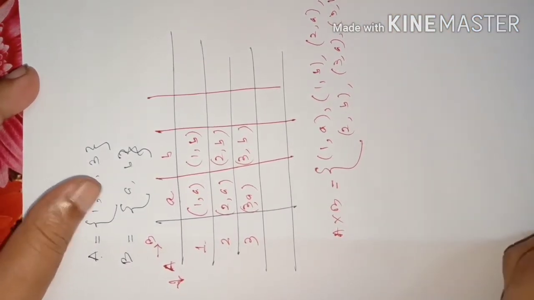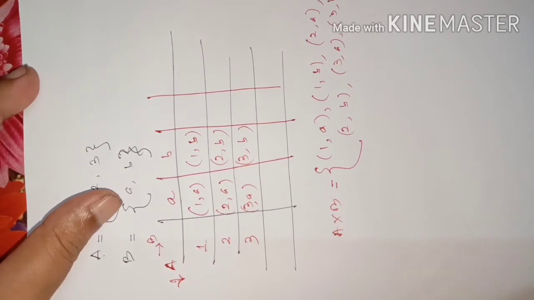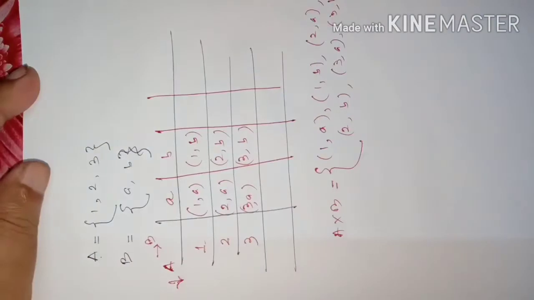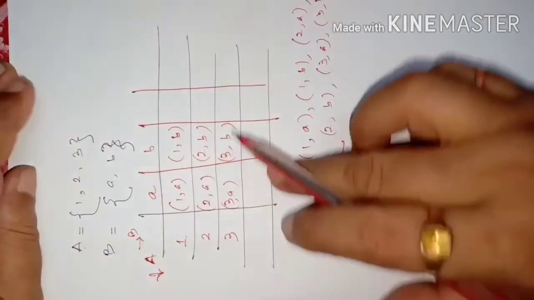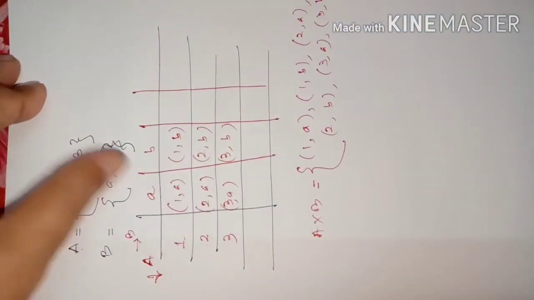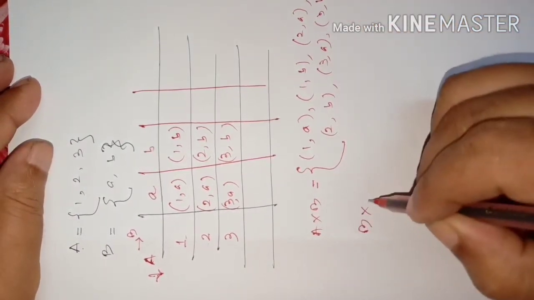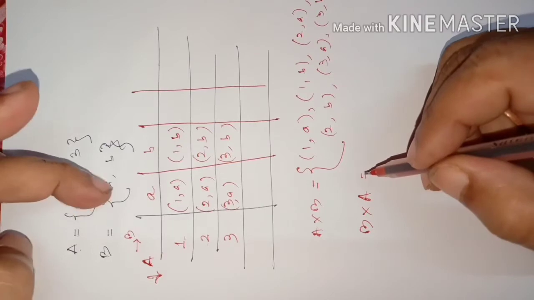If B cross A is asked, then you have to reverse the process. Write the elements of B here, write the elements of A here. This is one way, but it is not necessary to draw like this every time. You can directly go for it. Even if B cross A is asked, we will reverse the order.